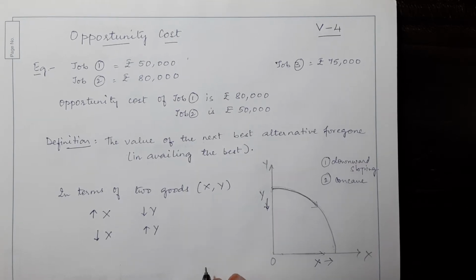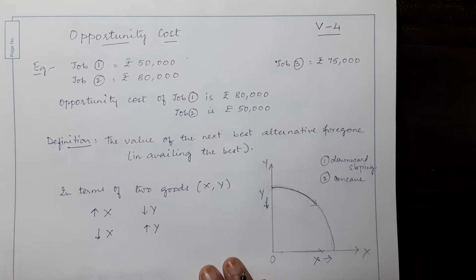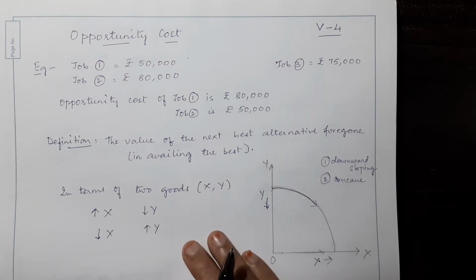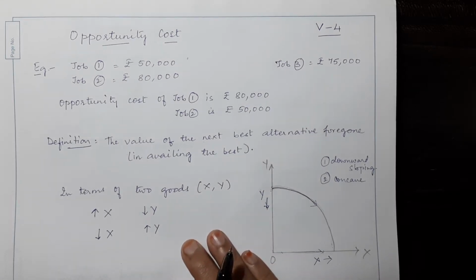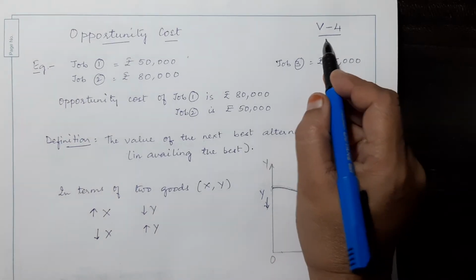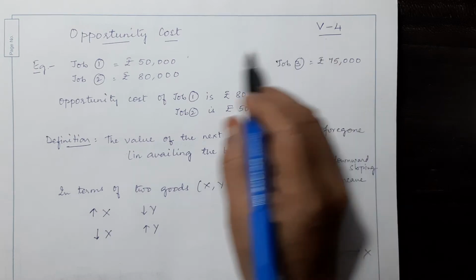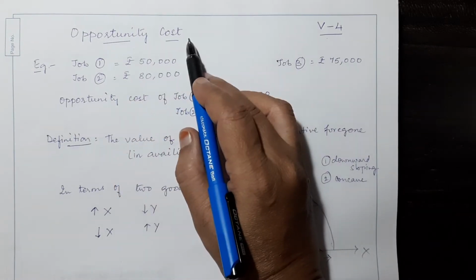So far we learned the production possibility curve using the production possibility schedule and the central problems. Now in this video number 4, we are going to learn about the opportunity cost.